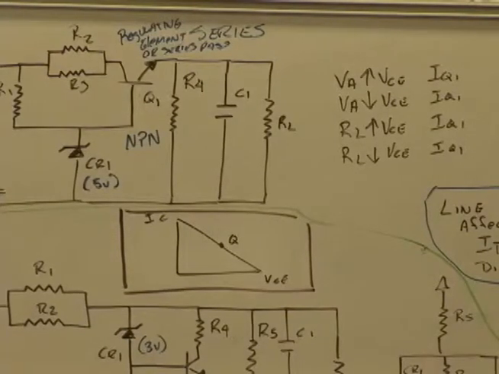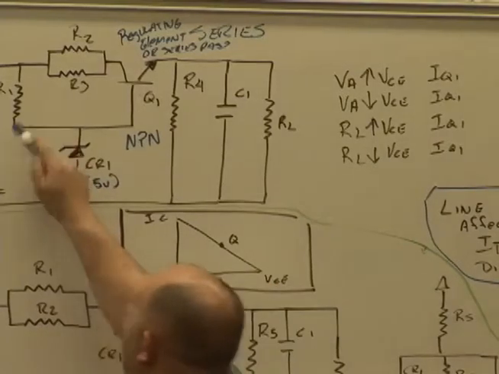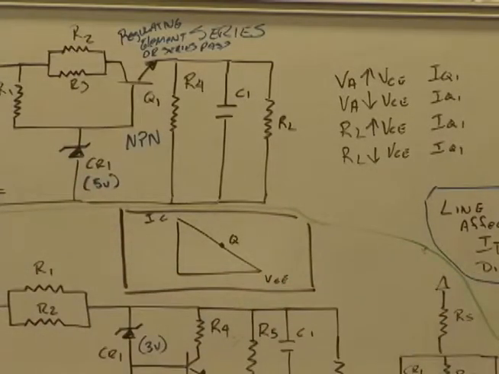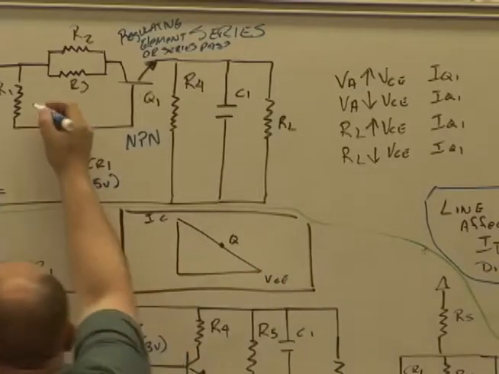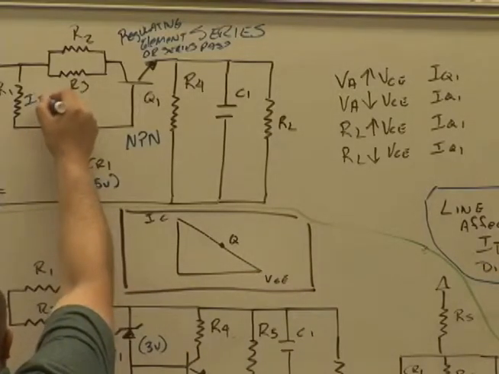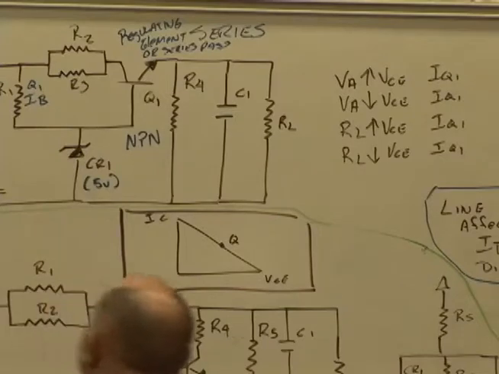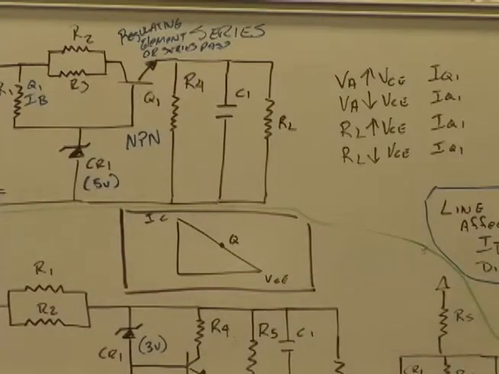What we call R1 over there, what does it do in this circuit? What does R1 do here? It runs the base current. Isn't this the path of base current? Q1 base. Yeah. R2 and R3, what do we call those things?